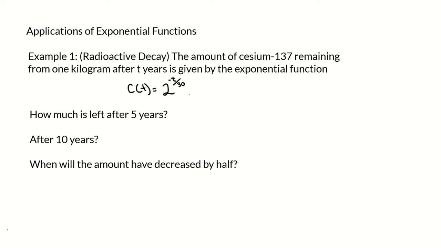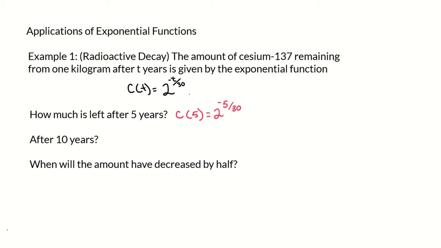One example of an application of an exponential function is radioactive decay. The amount of cesium-137 remaining from 1 kilogram after t years is given by the exponential function c of t equals 2 to the negative t over 30. How much is left after 5 years? To find this, we plug in 5 for t. C of 5 equals 2 to the negative 5 over 30.